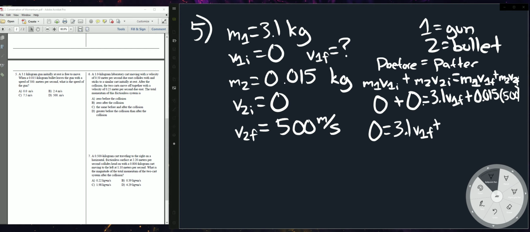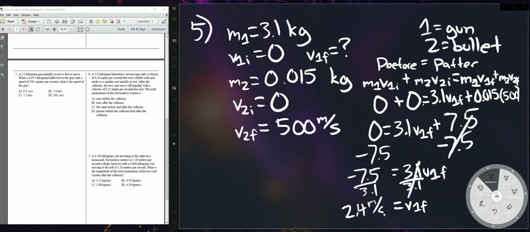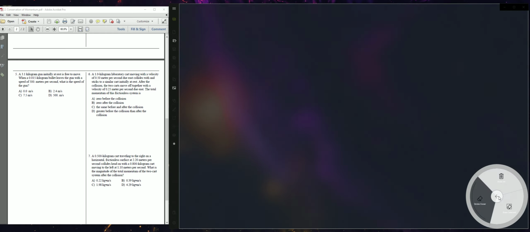So 0.0115 times 500 is going to be 7.5. Okay, 7.5. So minus 7.5. So negative 7.5, 3.1 V1F, divided by 3.1, divided by 3.1, and you get 2.4. 2.4 meters per second. Alright, and that's the answer. I need to remind myself to give myself more room.